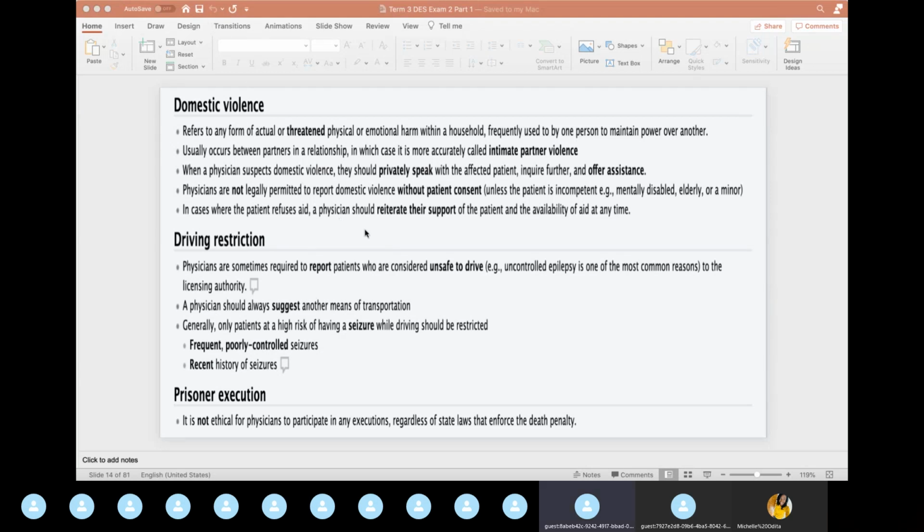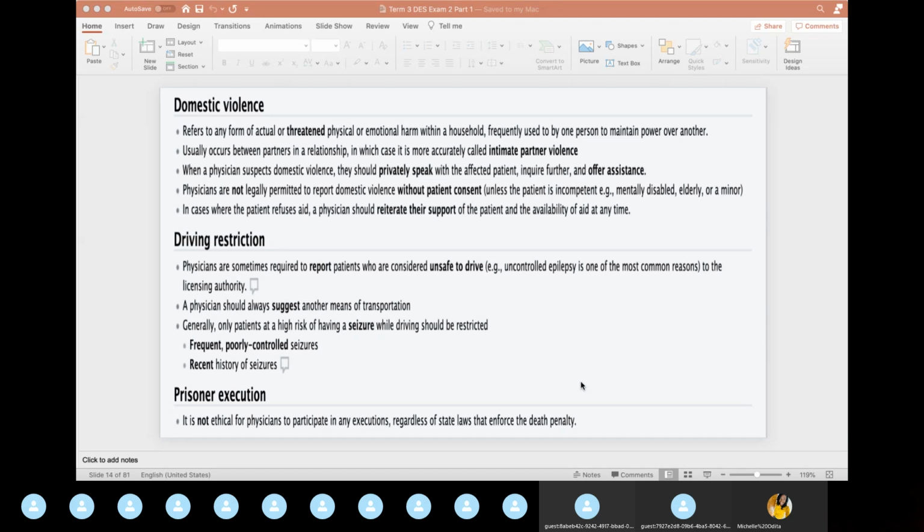No. So physicians are not legally permitted to report domestic violence without patient consent, unless the patient is incompetent, right? In cases where the patient refuses aid, if the patient says, no, I don't want you to report this, so you're not going to report it, right? What are you going to do as a physician? You should reiterate your support of the patient and the availability of aid at any time.